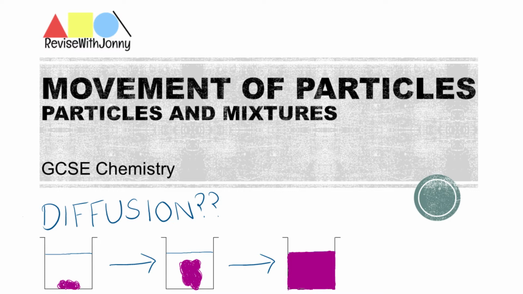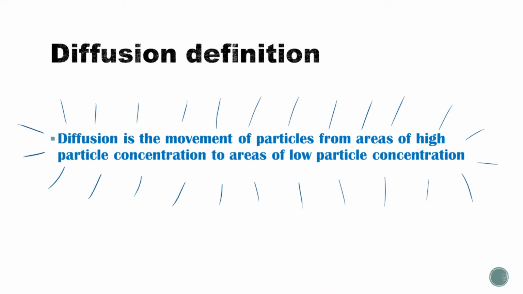Today we're going to look at movement of particles, which basically means diffusion, so let's take it away with the first slide. As always, definitions are vital in GCSE, a bit annoying I know, so I've got a definition here for diffusion for you guys to learn. Officially, diffusion is the movement of particles from areas of higher particle concentration to areas of lower particle concentration. So this basically means the particles want to spread out and they don't like being trapped together all in one place.